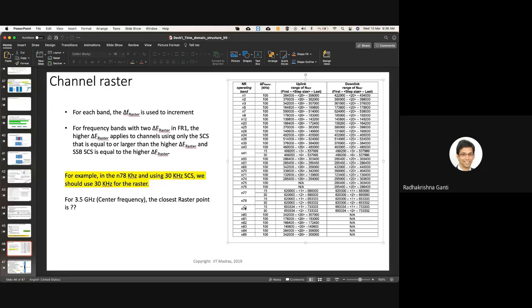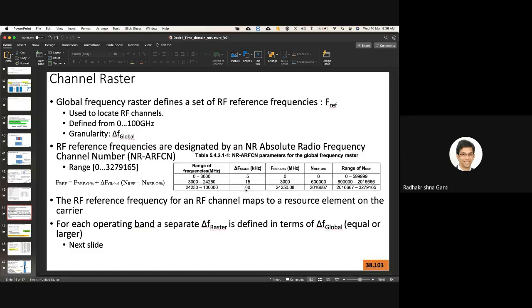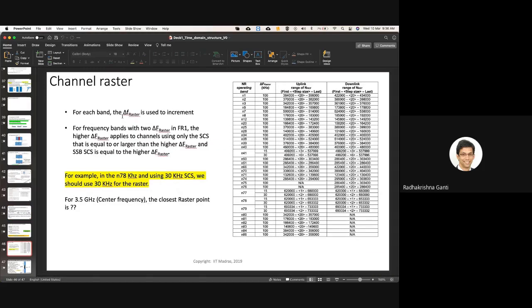Okay, whereas the N78 band has a 30 kilohertz delta F raster, the global raster is still... sorry, the global raster is 15 kilohertz. N78 also supports 15 kilohertz. So this delta F raster is always an integral multiple of the global raster, which is greater than or equal to the global raster.